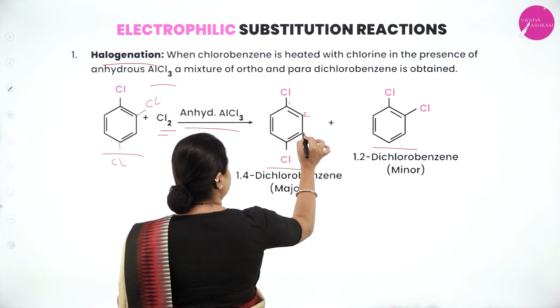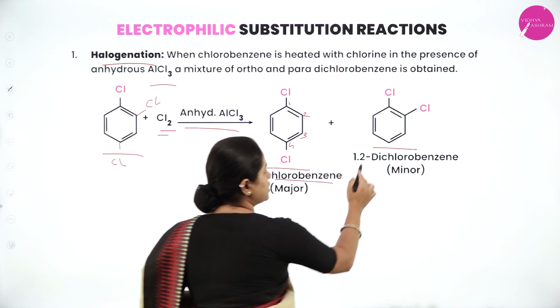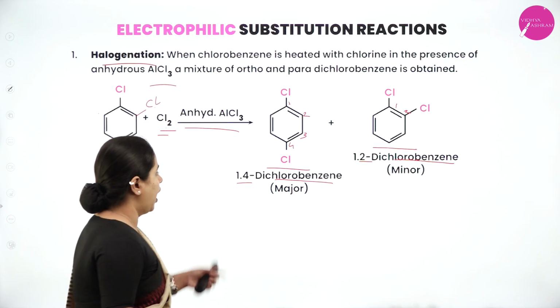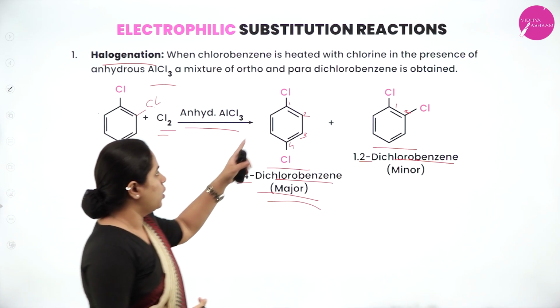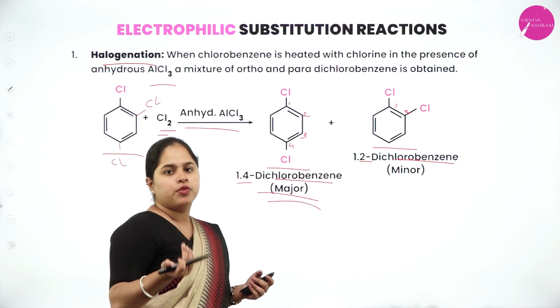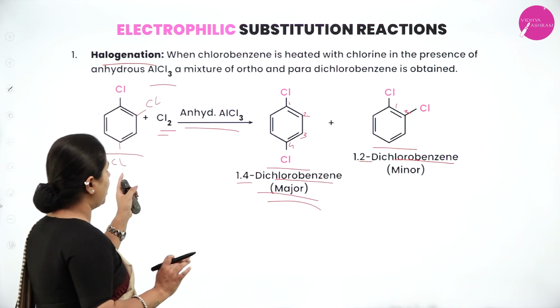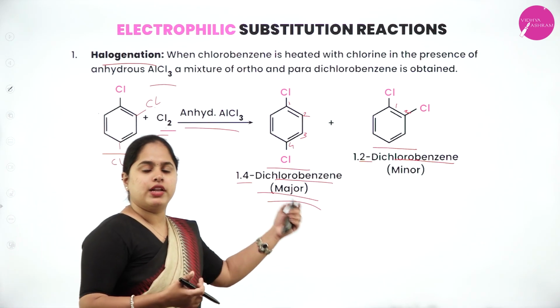So 1, 2, 3, 4. So this is 1,4 dichlorobenzene and this is 1,2 dichlorobenzene. So the para will be always the major product because it is more symmetric. As you can see, one is on the top, one is on the bottom, like they are para position to each other. So it will be more stable. So that is why it is major product. So it is simple. You have to add the chlorine or substitute the chlorine in the para as well as the ortho position.